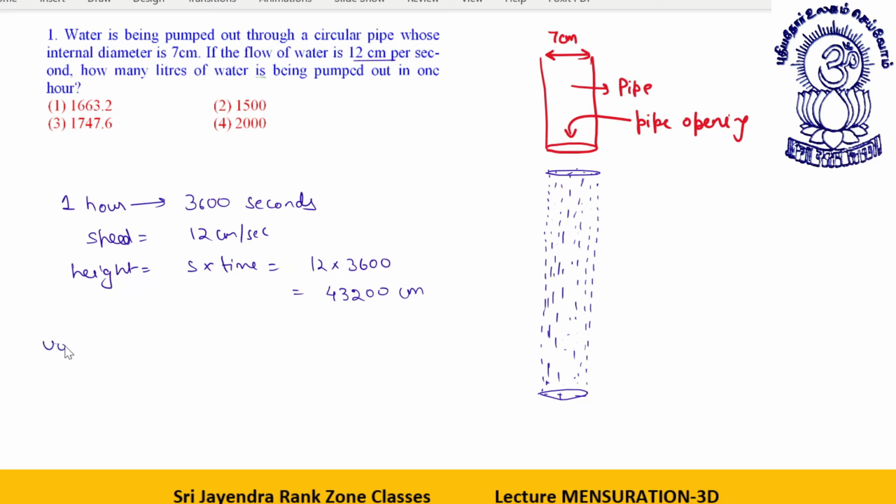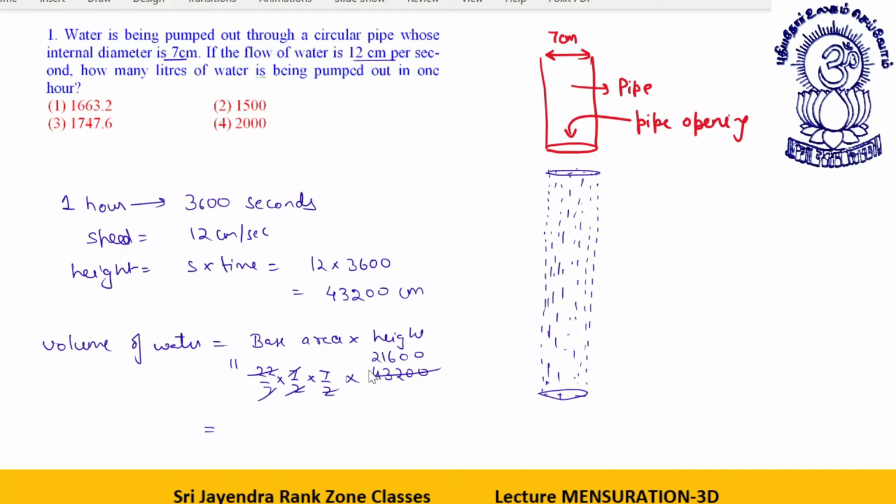Now, what is the volume of water? Volume of water is base area into height. What is the base area? Base area is 22 by 7 into internal diameter is 7 centimeter, so 7 by 2 into 7 by 2, into 43200. 7 and 7 cancel, 2 and 22 cancel to give you 11. 2 and 432 cancel to give you 216, so 21600. Now 11 multiplied by 216 will be 2376.